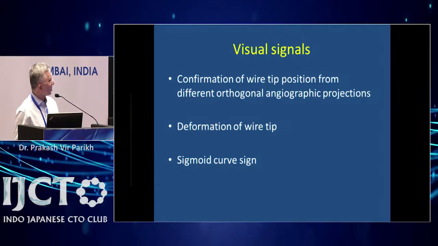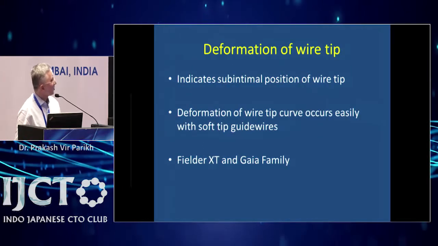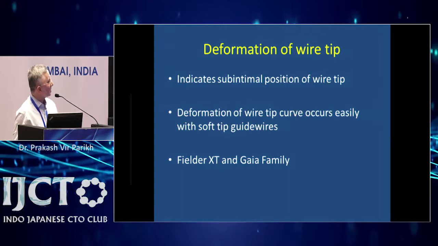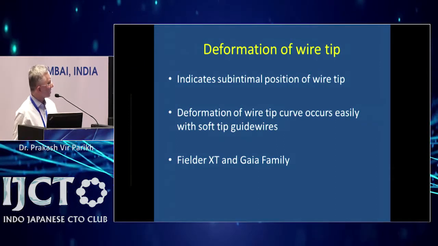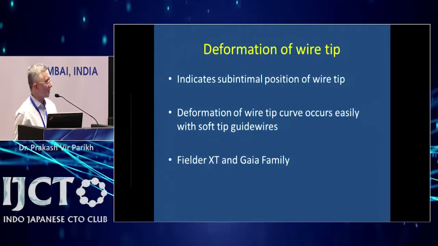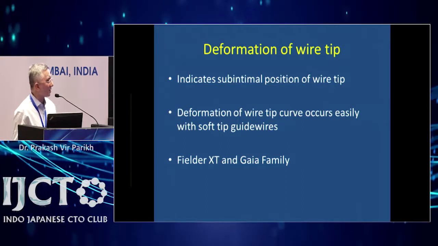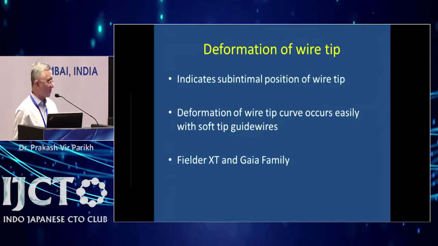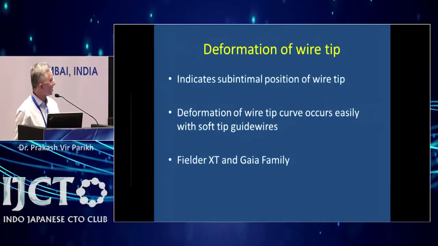Another important thing is deformation of the wire tip and sigmoid course. So what is the deformation of wire tip? When the wire goes subintimal while advancing, it will deform the shape of the tip of the wire. It occurs very easily with the soft tip wires like Fielder XT series wires or Gaia wires. So when you see the wire tip is deformed, that means you are not in the right direction. It is very difficult to appreciate with the stiff wires, because stiff wires don't deflect too much and they generally advance straight in the CTO segment.